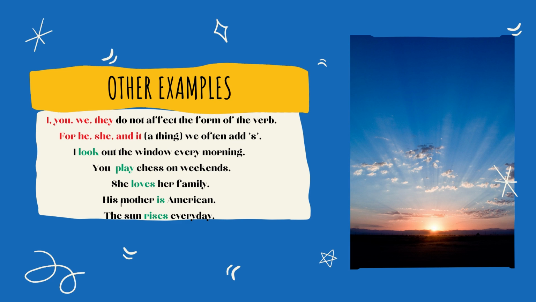So for I, you, we, they, those pronouns do not affect the form of the verb. It stays the same in present simple. But for he, she, it, like the sun, for example, we often add an S at the end. I look out the window every morning. That's a habit I have. You play chess on weekends. Again, a habit.